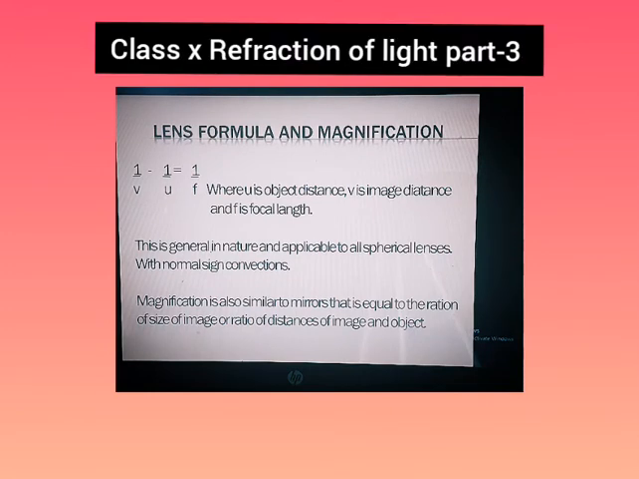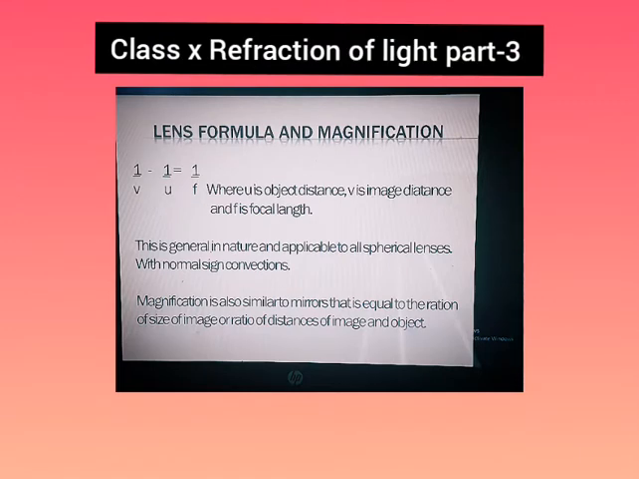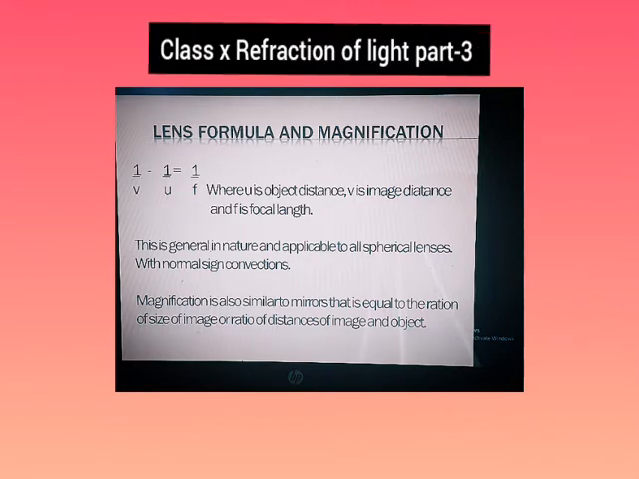Now let us see the lens formula. The mirror formula is 1 by v plus 1 by u is equal to 1 by f. Here there is a slight change, that is, 1 by v minus 1 by u is equal to 1 by f, where u is the object distance, v is the image distance and f is the focal length, as already discussed. This is general in nature and applicable to all spherical lenses with normal sign convention.